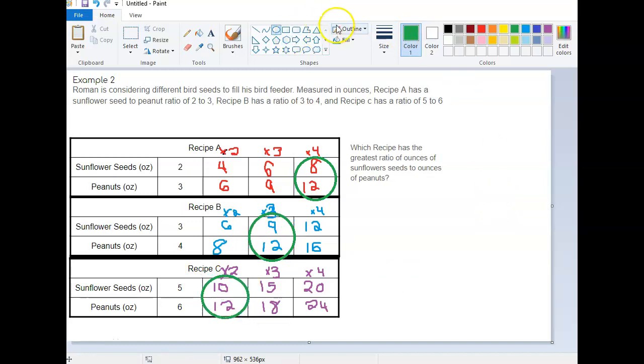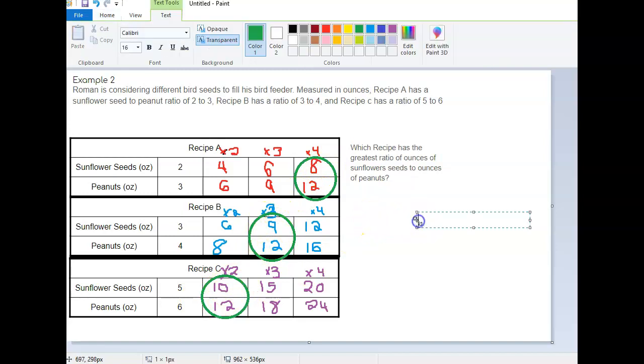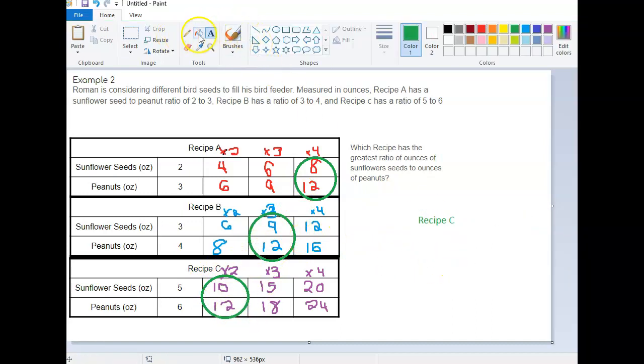Okay, now I'm ready to look at my question. Which recipe has the greatest ounces of sunflower seeds to peanuts? So I'm looking for the one with the most. This one has 8, 9, 10. Okay, recipe C. I know this because when they all have 12 ounces of peanuts, this one has more sunflower seeds than the other two. So let's circle that up. There we go. And we are all done, and we will practice tomorrow.